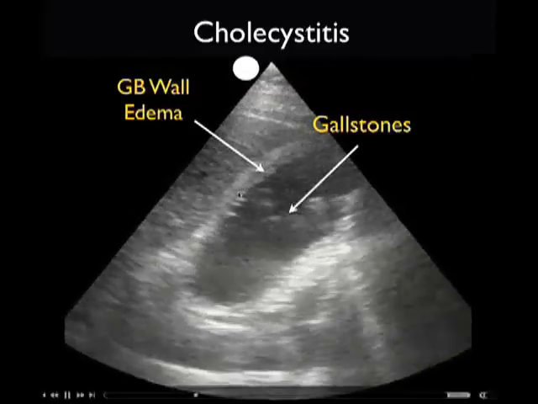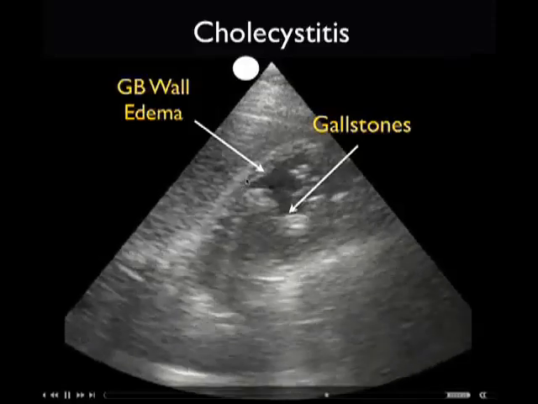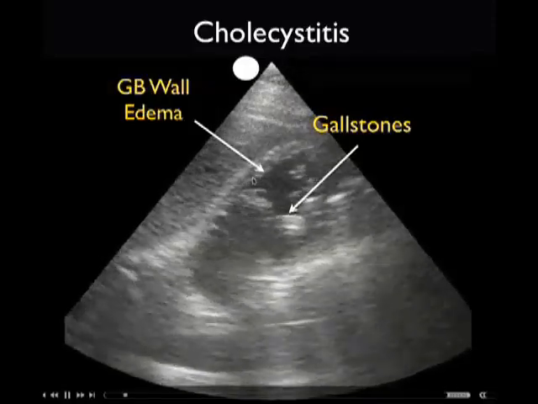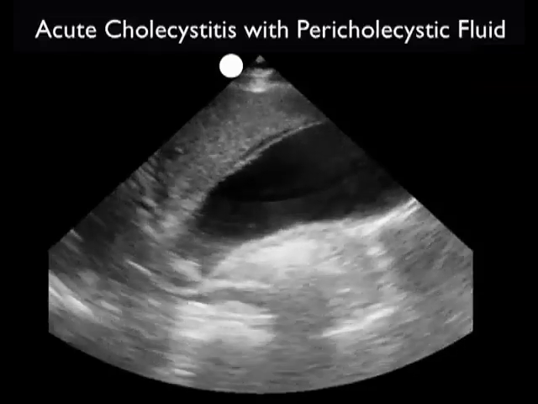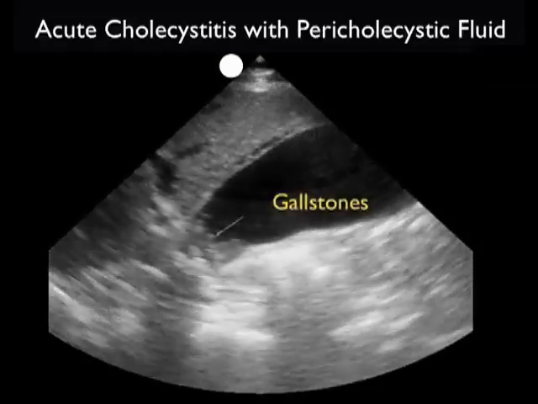Interestingly enough, at surgery, the gallbladder was found to be very edematous, inflamed, and the wall was necrotic. Let's now inspect another video clip from an elderly patient with right upper quadrant pain and fever.